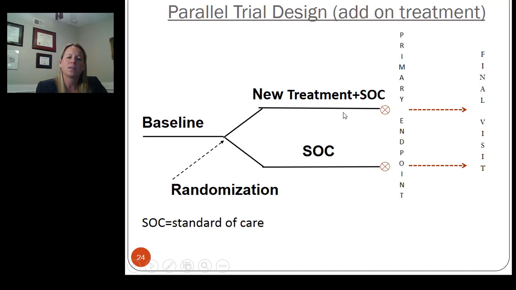And again, it's a parallel design, but it would be considered an add-on treatment study with the goal to evaluate the effect of that new treatment. And the reason why you have the standard of care in both arms would be because it would be unethical or inappropriate to, say, randomize patients to a placebo-only arm.